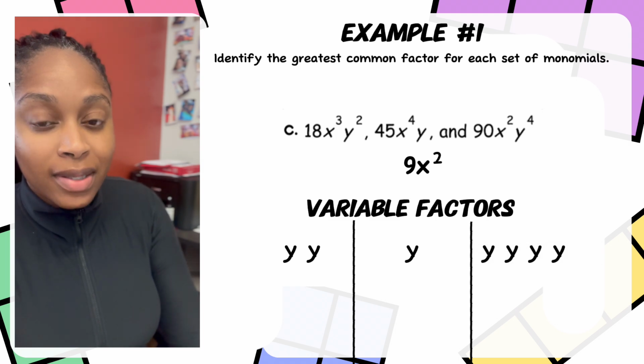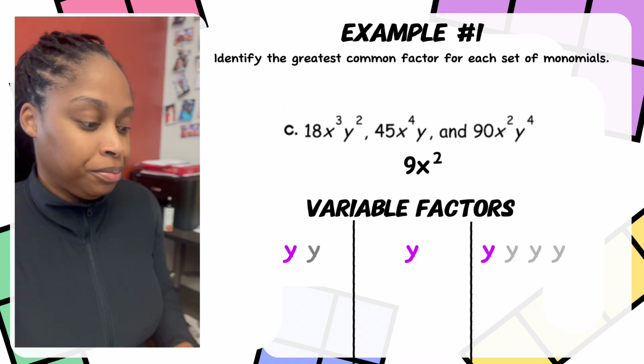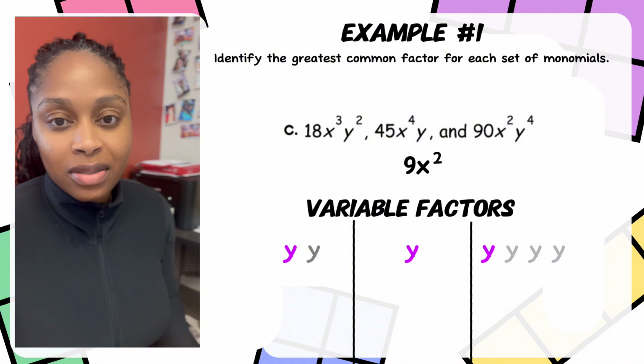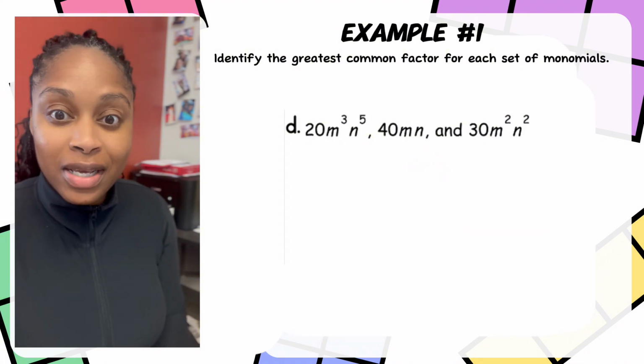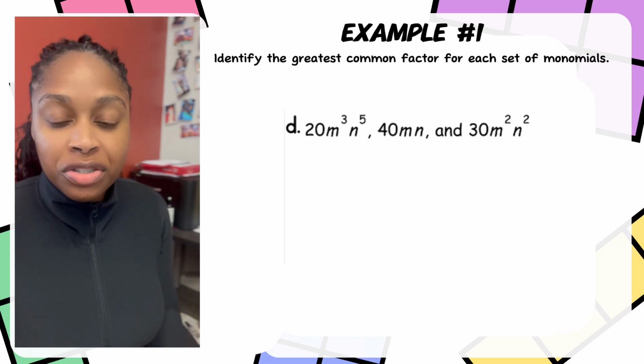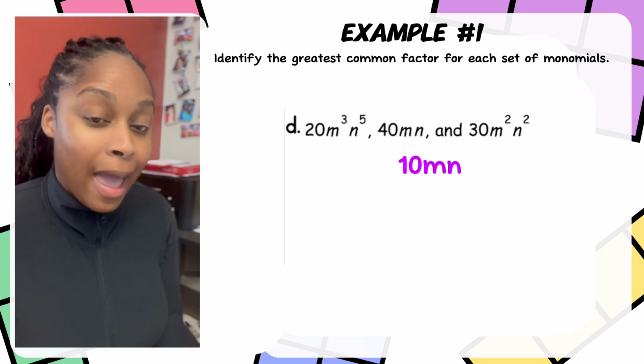So the most amount of y's I can take out is just 1, leaving my GCF as 9x squared y. All right, I'd like you to pause the video and try to do the last example D on your own. So for question D, you should have gotten 10mn.